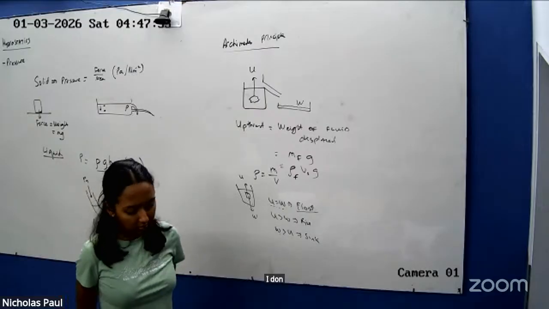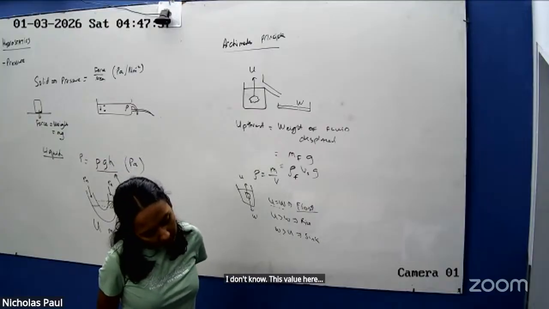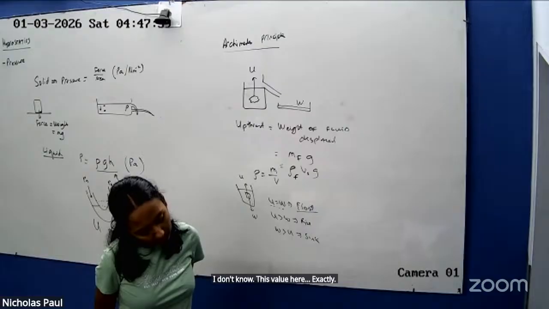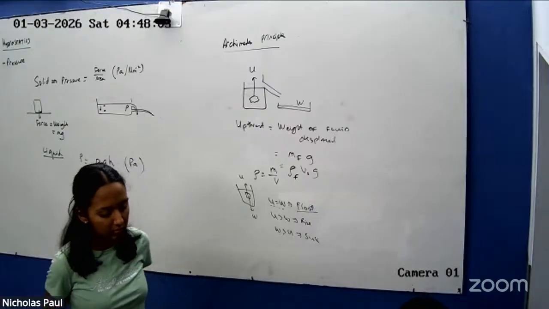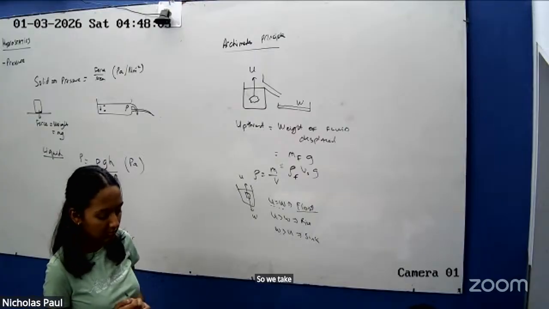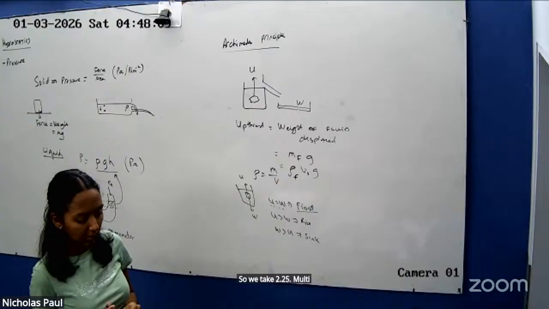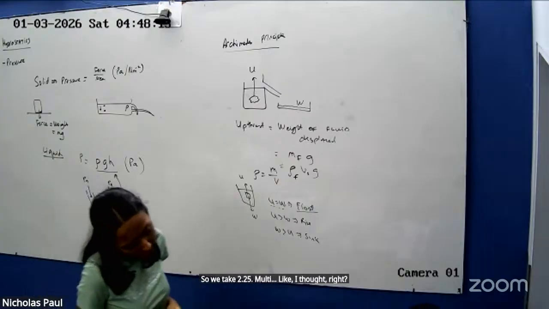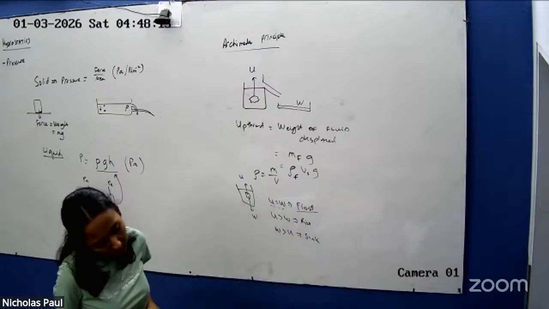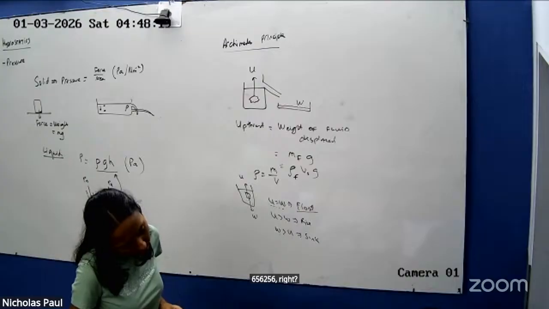No. This value here in centimeters. I'm not sure how to go. So we take 2.25, multiply it by 25,000. It's 56,250, right? That's the value in centimeters.